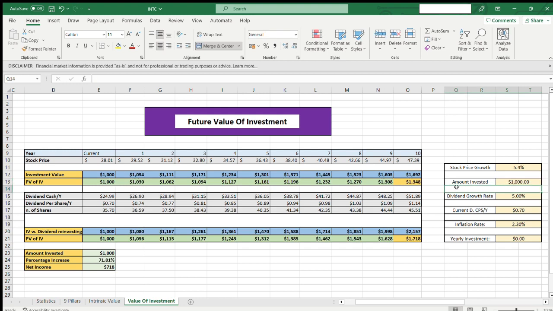This would mean that by the end of 10 years, you would have $1,692. But if you account for inflation rate and calculate the present value of your investment, you would only have $1,348. Now, say you were to reinvest your dividends every single year, this would leave you with a present value of $1,718, which is an increase of 71.81%, and would leave you with a net income of $718.